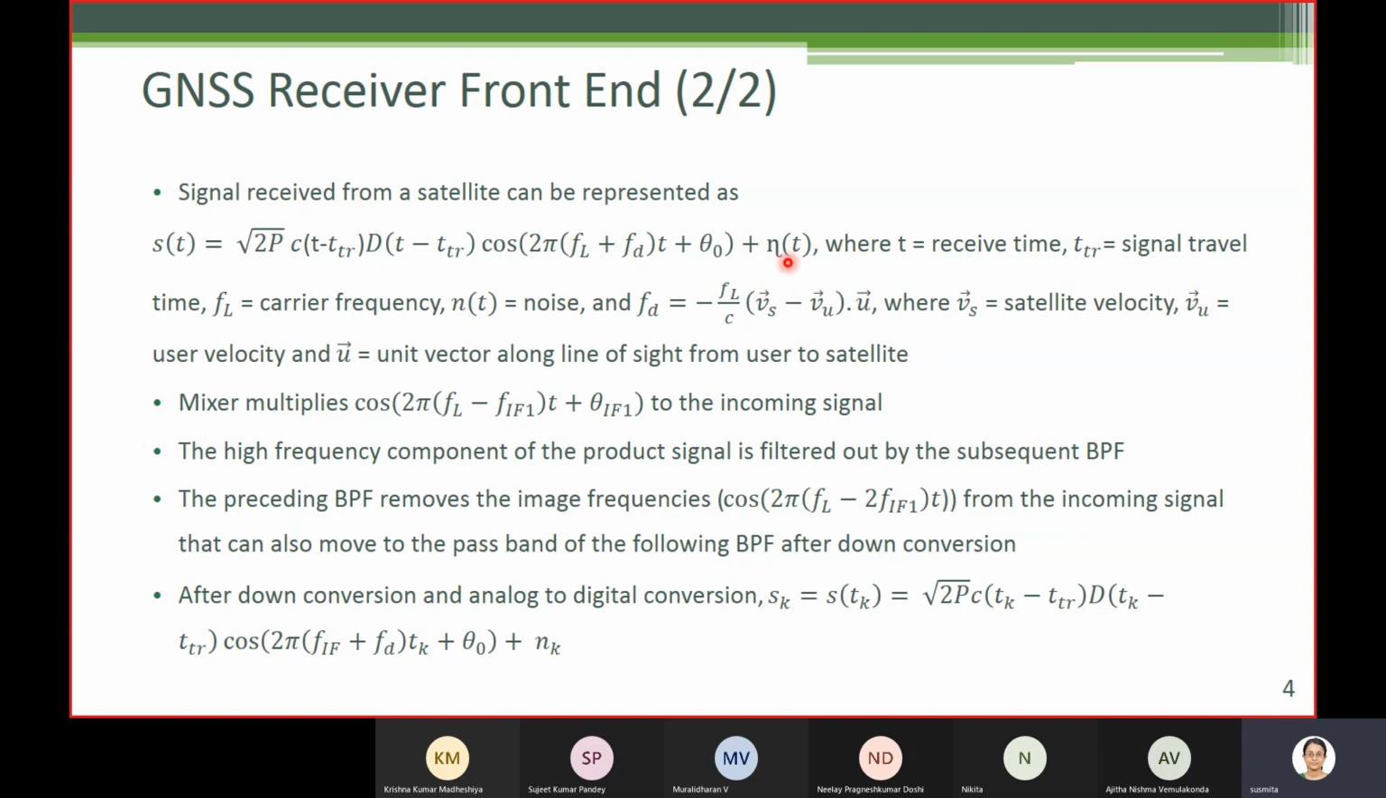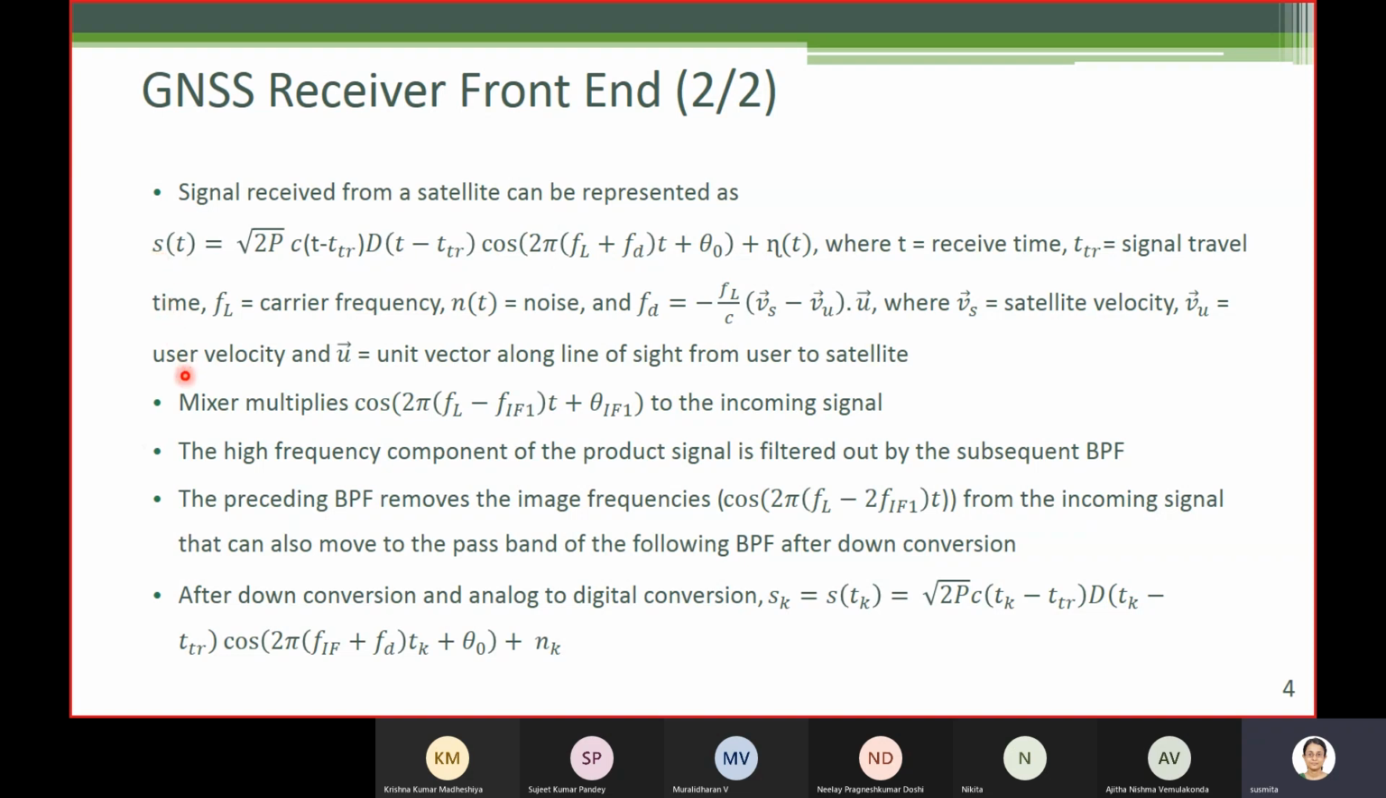And then of course noise is present. While receiving the signal, some noise will also be received. So that is represented by this italicized N here. So it represents noise. Okay. So this is the signal structure that we are going to consider in our subsequent discussion. It is the signal received from a satellite at the receiver level.